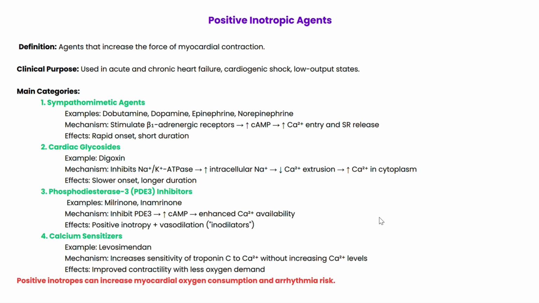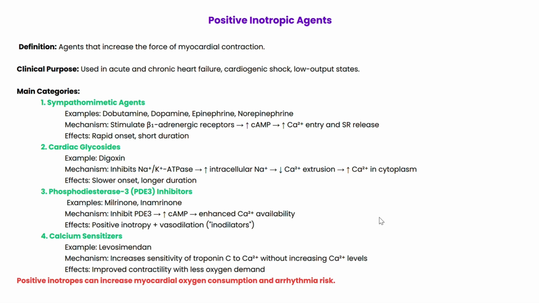Second, the cardiac glycosides. The classic drug here is digoxin. It works differently by inhibiting the sodium potassium ATPase pump. It increases intracellular sodium. This reduces the activity of the sodium calcium exchanger. So, more calcium stays inside the cell, enhancing contraction. Digoxin has a slower onset but a longer duration of action.